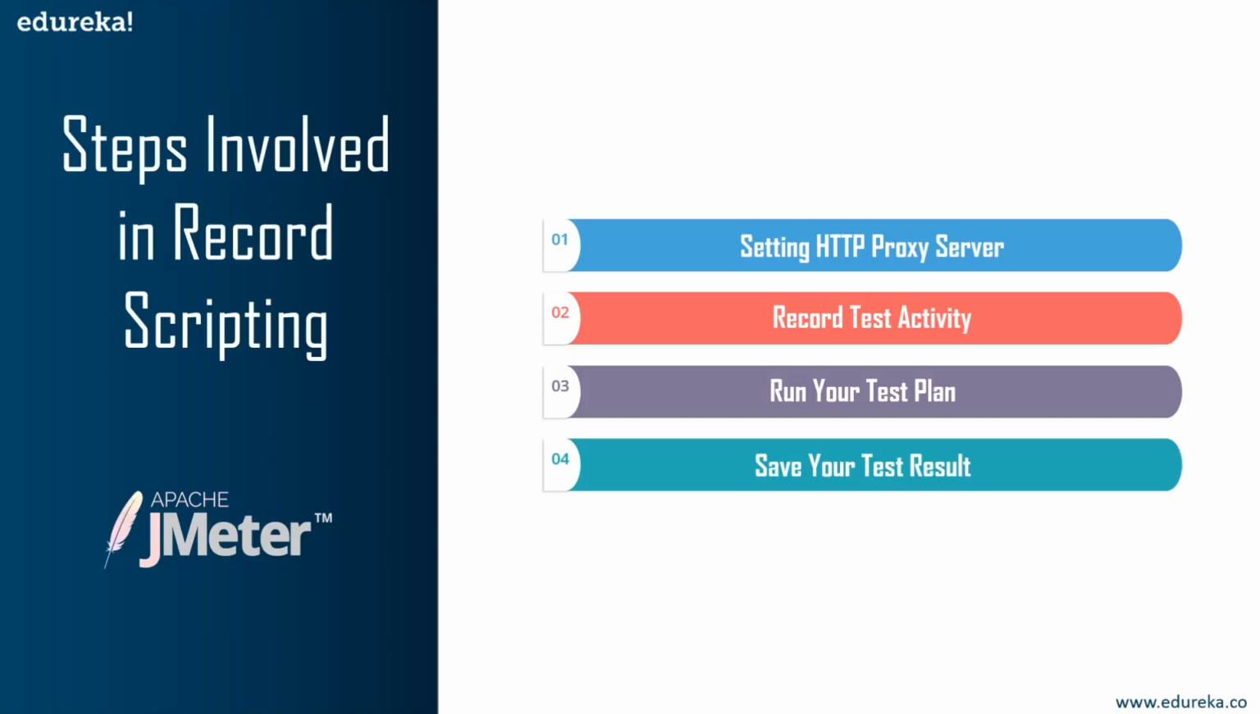And then in the third step, you just have to run your test plan. So you just have to create your test plan, add the thread groups, listeners and samplers, and then finally run your test plan. And in the final step, you just have to save your test results. In this way, you have used your JMeter as a proxy, and now you can finally record the scripts. So these are the 4 steps that you have to follow while performing the record scripting in JMeter.